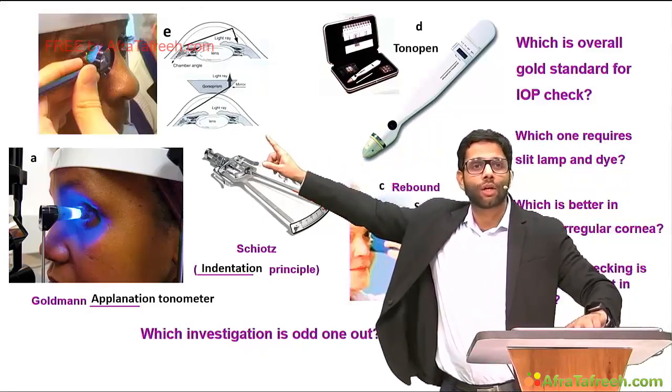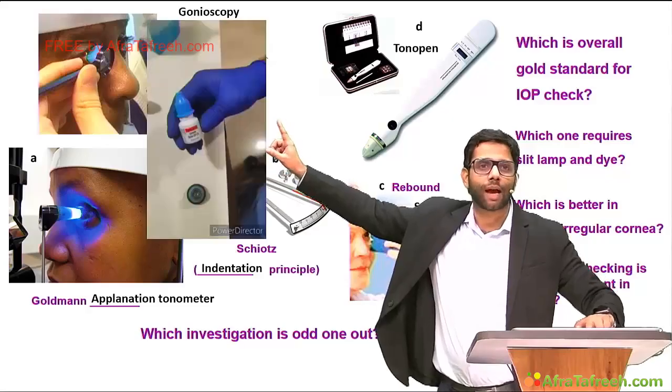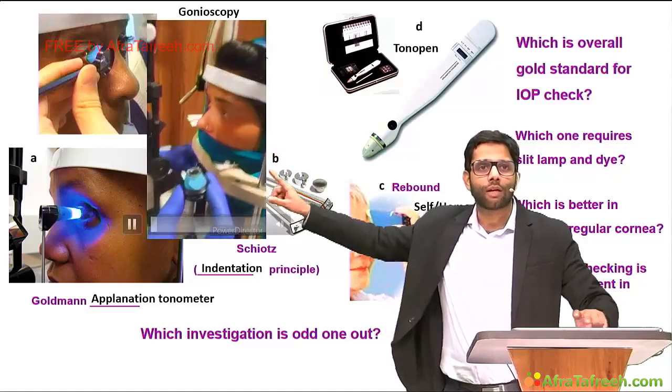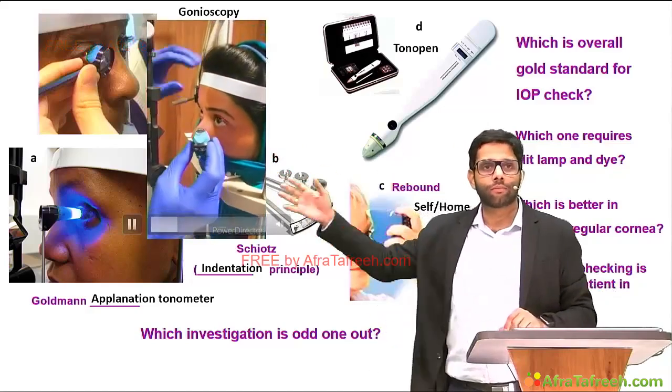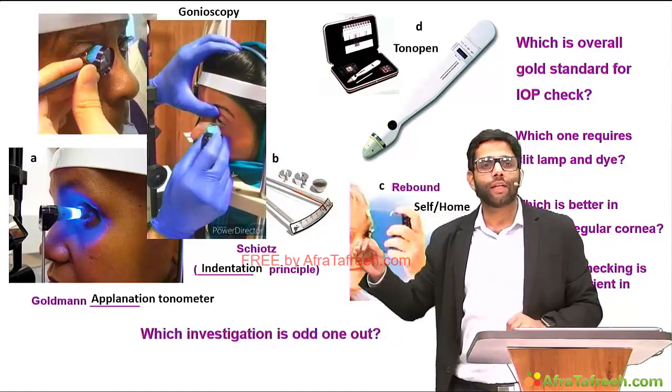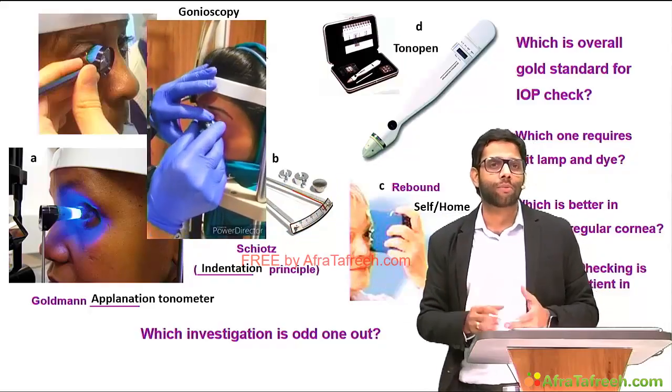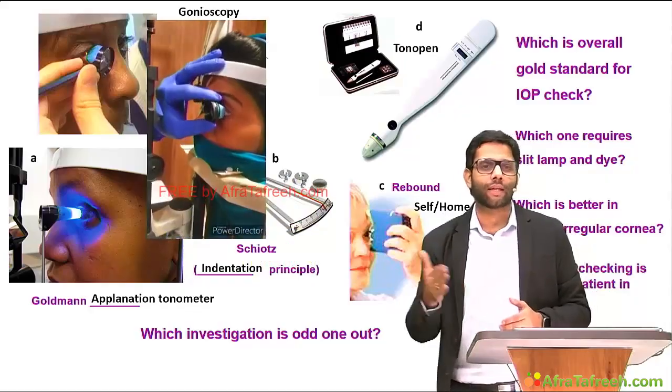This is gonioscopy for the anterior chamber angle. It is done by some lenses. It is also a contact procedure. Anyhow, it is done with a slit lamp to know the anterior chamber angle, by direct lenses and indirect lenses.